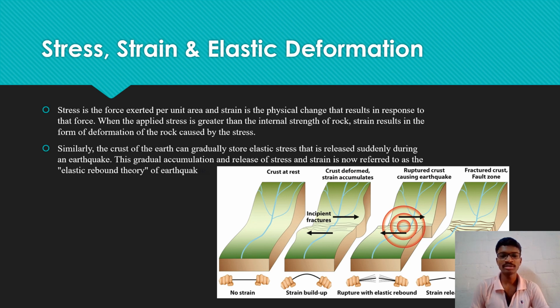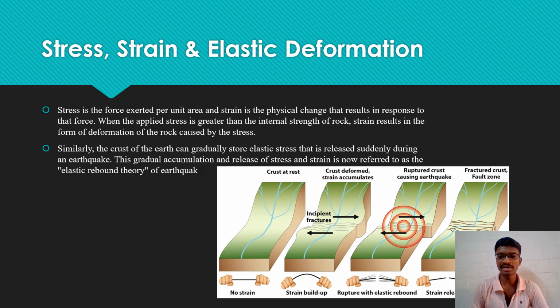Similarly, the crust of the earth can gradually store elastic stress that is released suddenly during an earthquake. This gradual accumulation and release of the stress and strain is now referred to as the elastic rebound theory of earthquake. We can see this here, crust at rest.